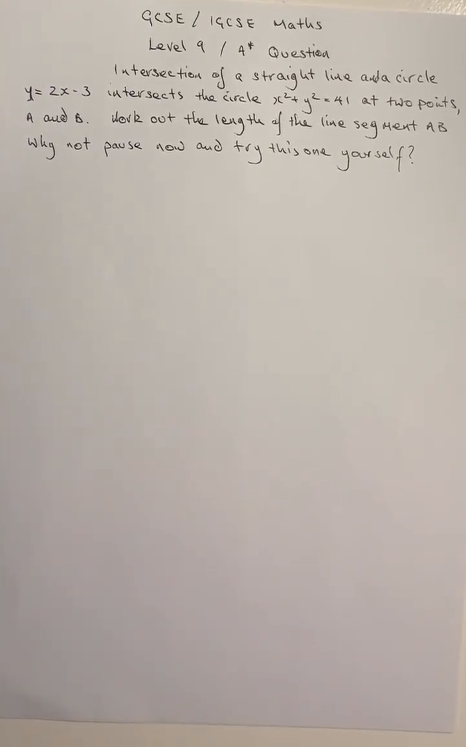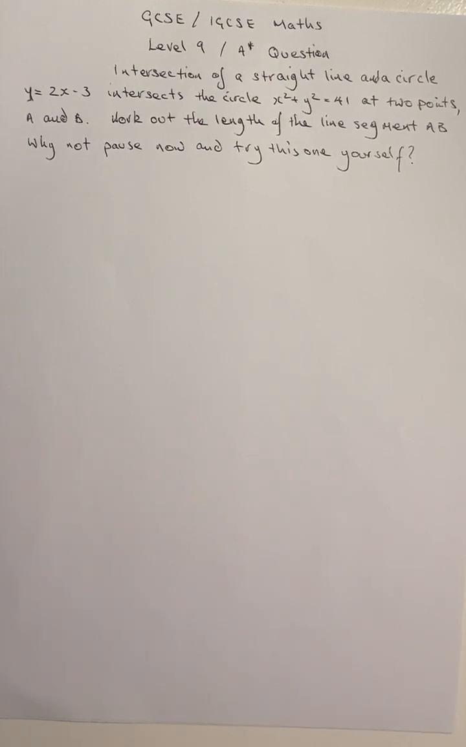Hi, so here we have a GCSE and IGCSE Maths question, a level 9 A-star question. This is an extremely difficult one: the intersection of a straight line and a circle. So we have y equals 2x minus 3 intersects the circle x squared plus y squared equals 41 at 2 points, A and B. Work out the length of the line segment AB. Why not pause now and try this one yourself?